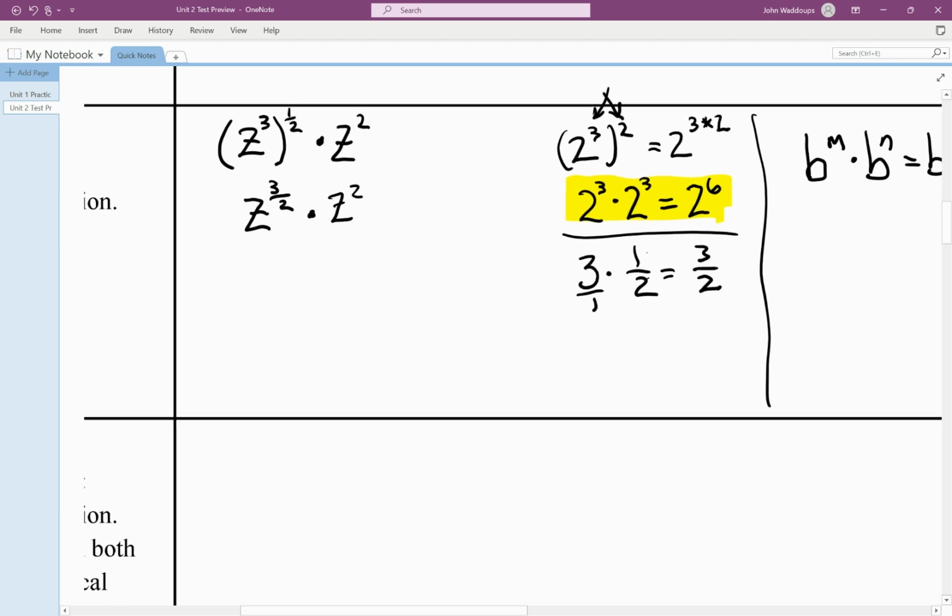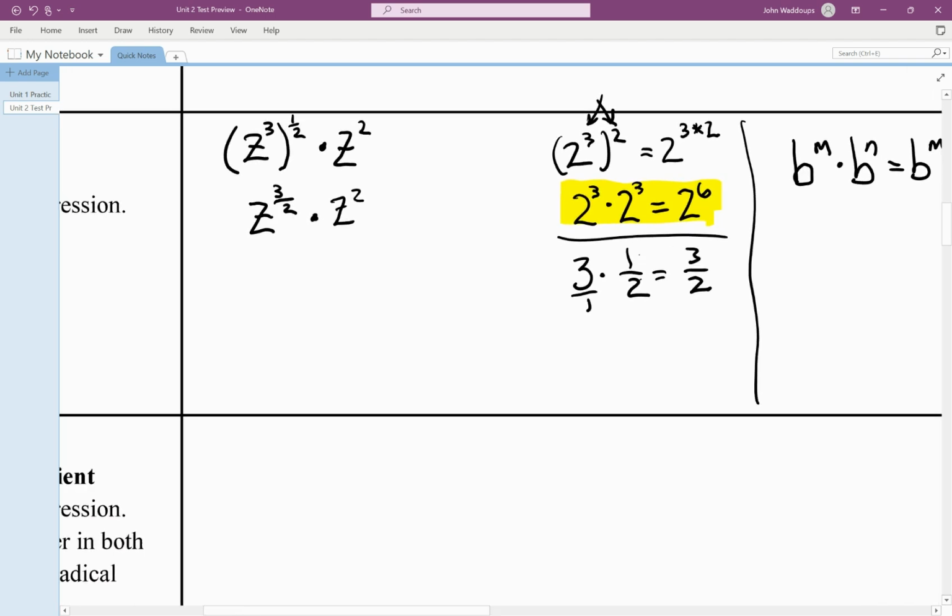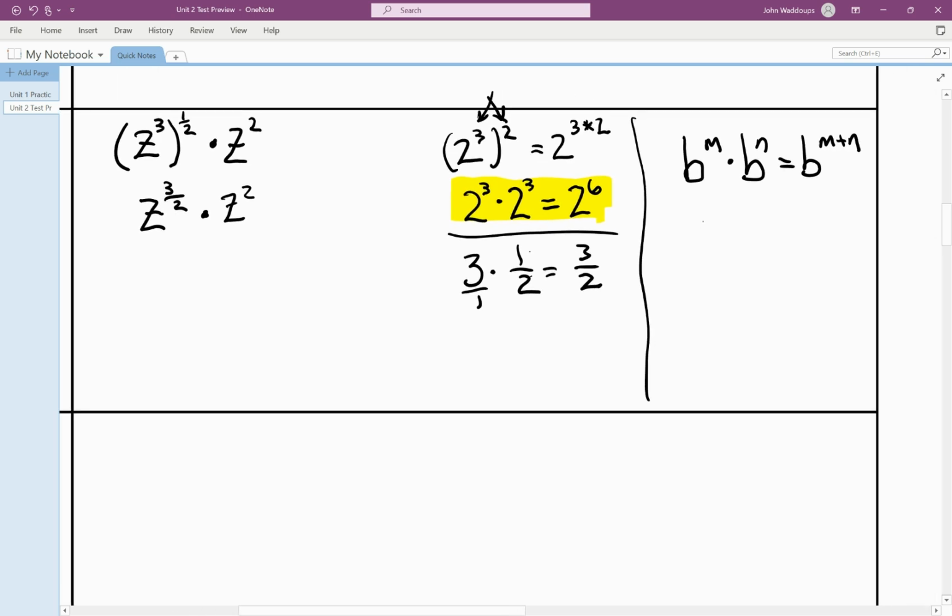And so over here, I've got z to the 3/2 times z squared. And so I need to take 3/2 and add it to 2. Recall that 2 is the same as 2 over 1. And so I need a common denominator. The common denominator between 2 and 1 is 2, so I'm going to multiply over here by 2 over 2, basically multiplying by 1. And so that gives me 3/2 plus, and 2 times 2 is 4, and 1 times 2 is 2, that's 4/2. And obviously 4/2 is equal to 2.